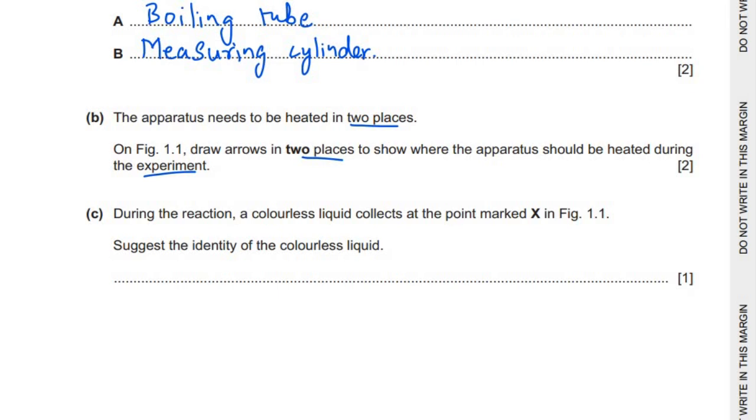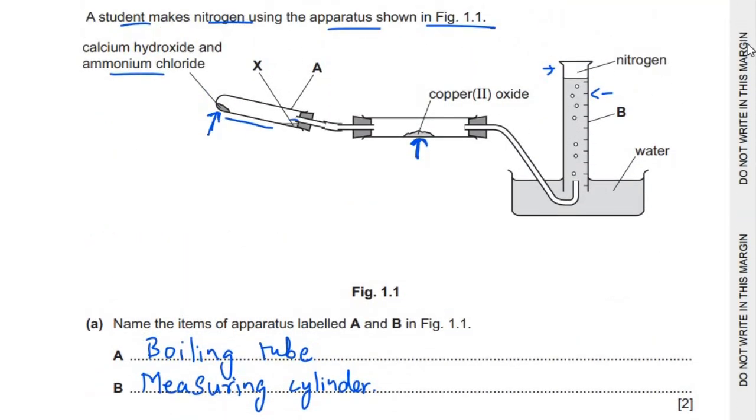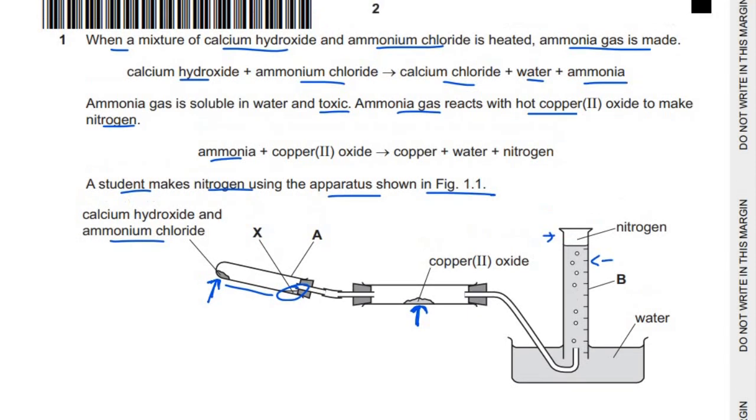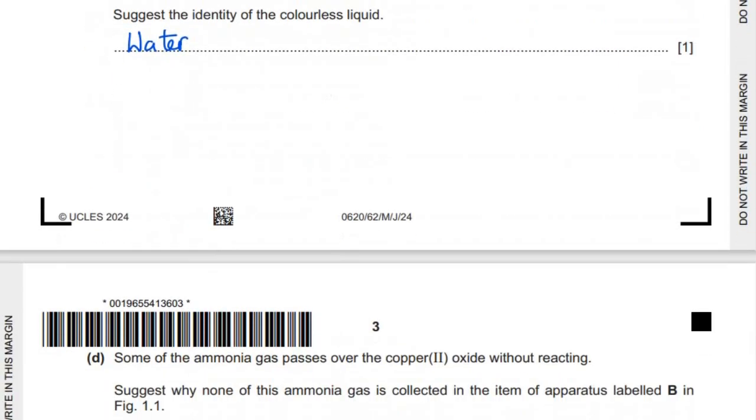The next sub question is, during the reaction a colorless liquid collects at the point marked X in figure 1.1, suggests the identity of the colorless liquid. Now let's go ahead and see where is X and what can be the colorless liquid. Okay, here is the portion where the colorless liquid X is collected. Now that's the first reaction. So here is the first reaction. One of the product is water, and if this tube is slanting on condensation, the water is going to get collected in the tube X itself. So here the colorless liquid is going to be the water, which gets collected in the first tube itself.